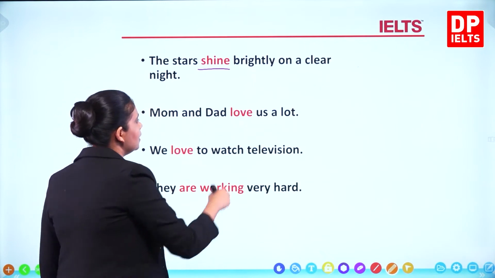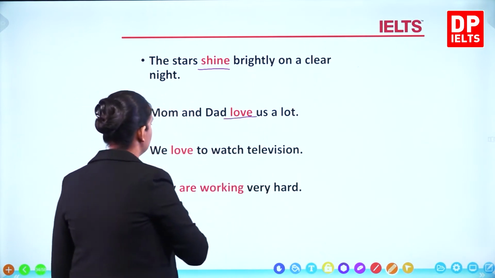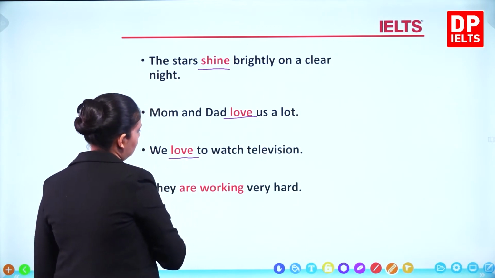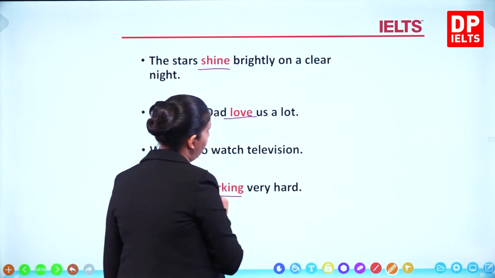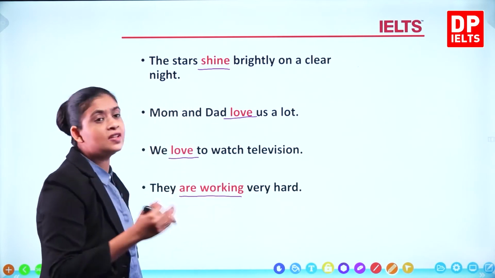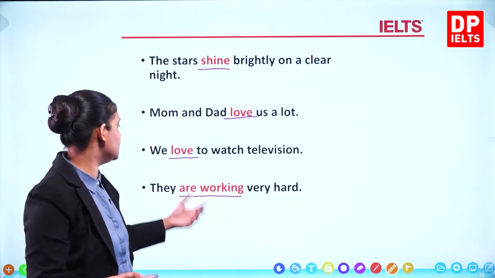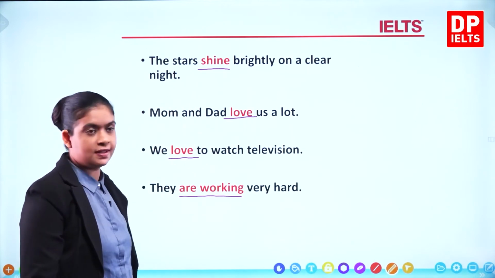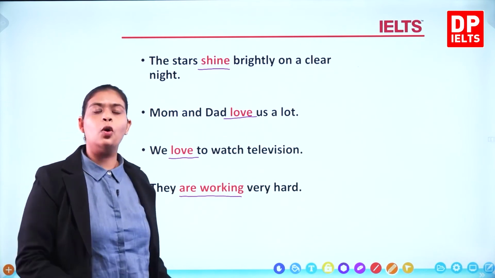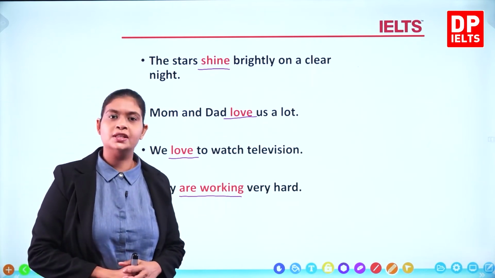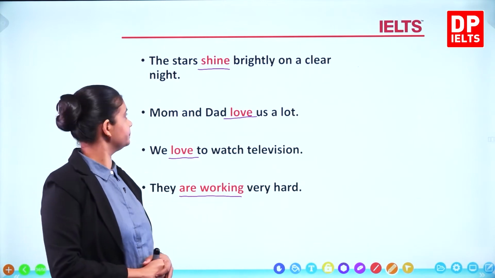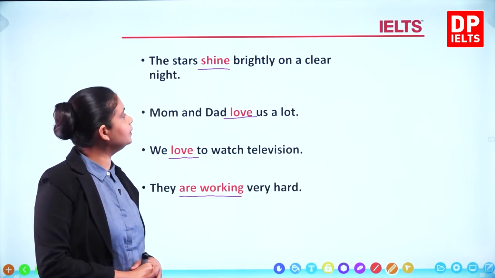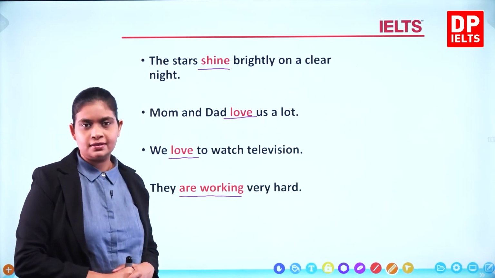Mom and Dad love us a lot. We love to watch television. They are working very hard. So let's have a look at it. The stars shine. All of this, the first three rather are in the present tense. The last one is in the present progressive, or we call it the present continuous tense, right? The stars shine brightly on a clear night.